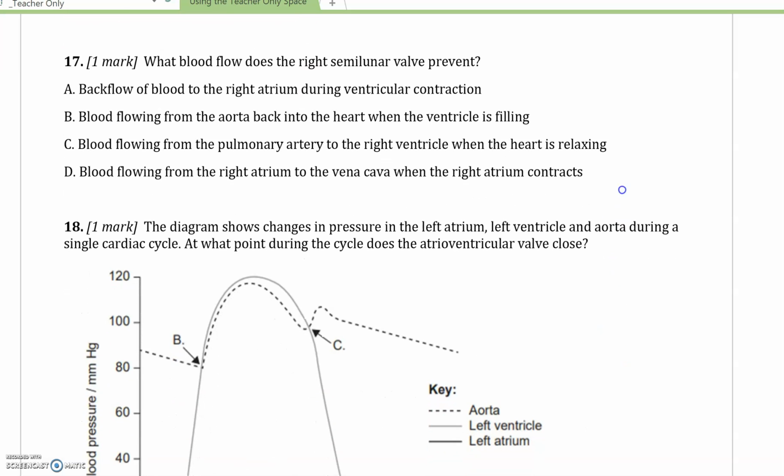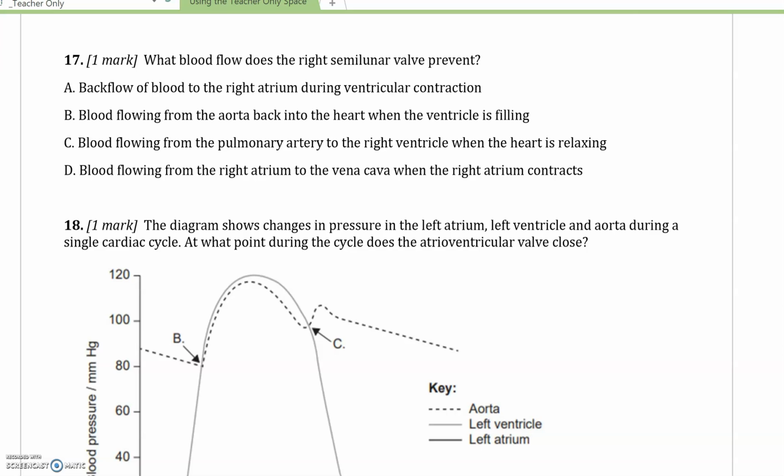Okay, staying with the heart, question 17. What blood flow does the right semilunar valve prevent? The semilunar valves are the valves between the ventricles and the arteries. So it's the right ventricle going to the artery which comes out of the right ventricle. That would be the pulmonary artery. So let's have a look.